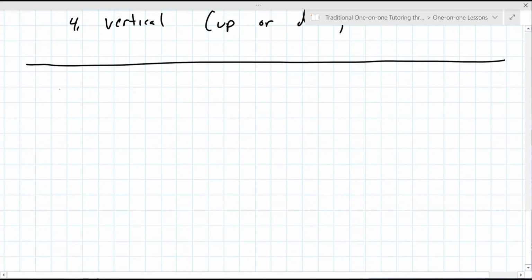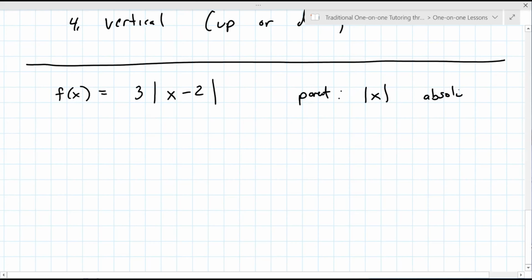Okay. So let's say our function is 3 times the absolute value of x minus 2. What is the parent function for this? Absolute value of x. Okay, absolute value of x. Do you visually associate these bars with absolute value of x? Yes. I don't call it absolute value of x, but I can.